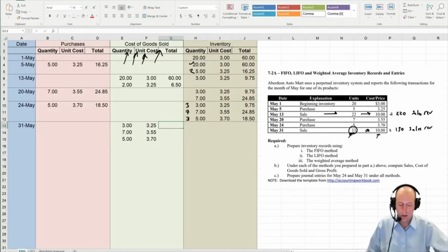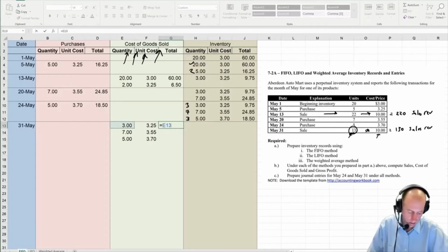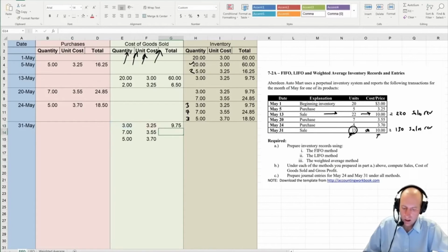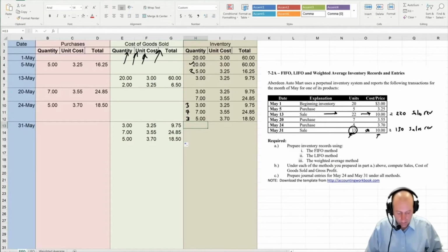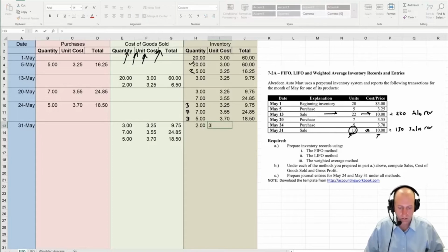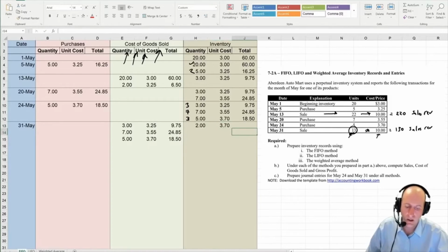Just multiplying these all through, 3 times 325 is 975, 7 times 355 is 2485, and 5 times 370 is 1850, leaving me with just 2 units remaining, right? I had 3, I sold all 3, so I have 0 at 325. I had 7 at 355, I sold all 7. I had 5 at 370, I sold 3 of them, so I got 2 at 370 left, right? None of the other ones are left. And 2 times 370, I can do that in my head, it's 740.